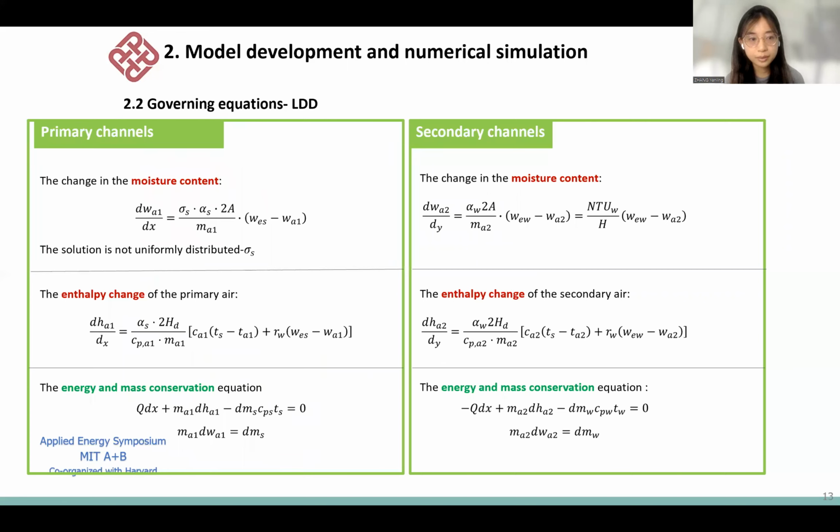Here shows the governing equations of LDB. It can be divided into primary channels and secondary channels. Here shows the moisture content change and enthalpy change, and also the energy and the mass conservation equations of different channels.